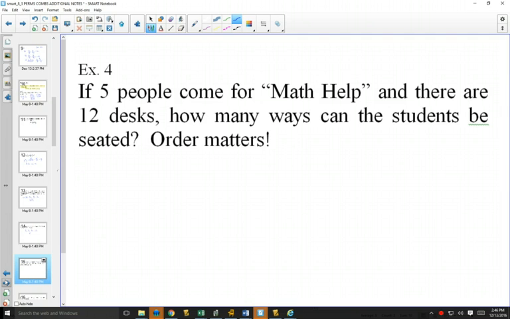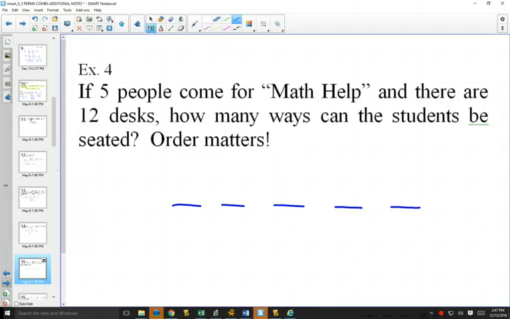I find that this is the hardest permutation problem because 5 people come for math help and there are 12 desks. How many ways can this be done? This is hard because people, when they're trying to make their decisions, want to draw 12 spaces because it's quite easy to put a student into a desk. And so you want to draw 12 spaces for the 12 desks. But we only have 5 decisions to be made here instead of 12 decisions. And actually, each student makes a decision, and then the desks go to the students.